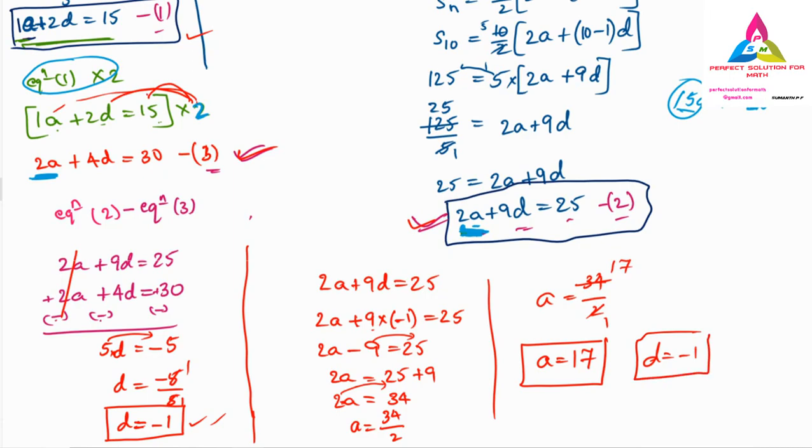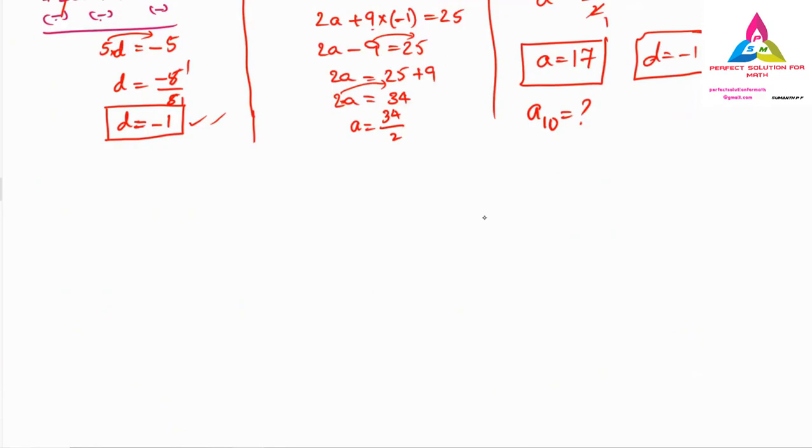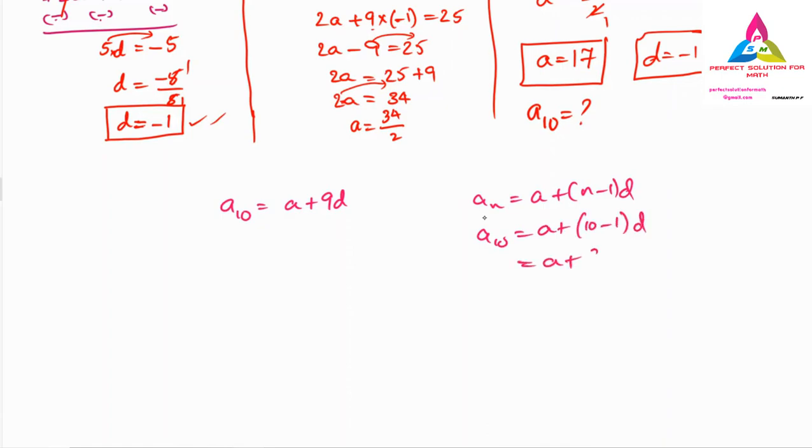Now we have to find what they have told you to find. They have told you to find the A10. So we can find the A10 now very easily, because we know the a value and also the d value. So how to find A10? A10 is nothing but a plus 9d. If you don't know this, go for the an formula: an is equals to a plus n minus 1 into d. So A10 is a plus 10 minus 1 into d, that is a plus 9d.